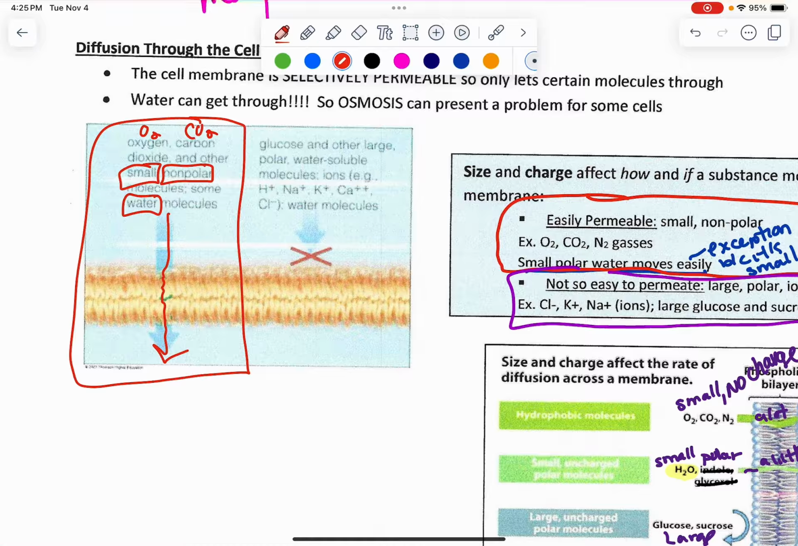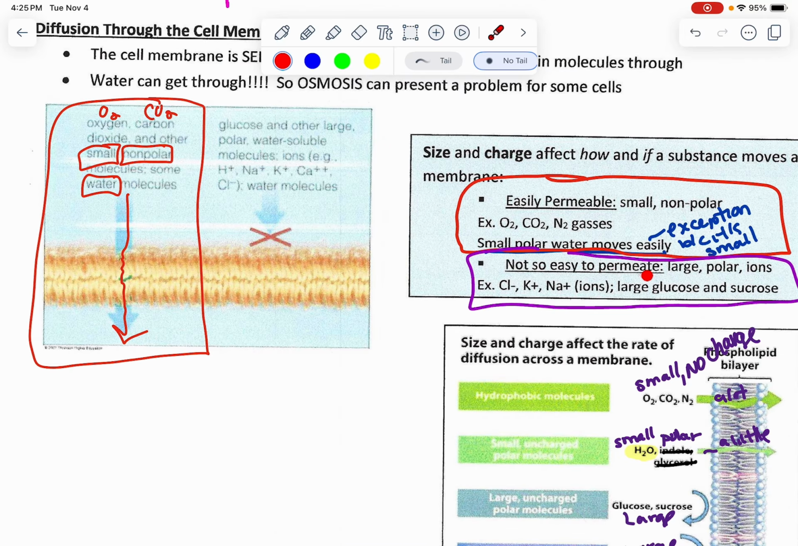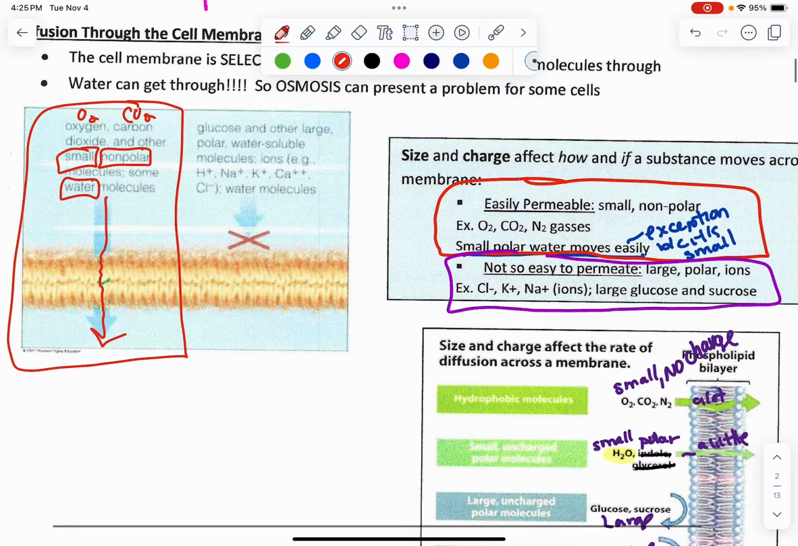There's no selectively permeable choice here. These things can just cross whether the cell wants them to or not, they're going to go high to low. So water and gases can cross whether we want them to or not. Then the things that are not so easy to get across: anything that's large and polar, or an ion with a strong charge, like these examples. And here's an example of large molecules, like organic molecules are large. And so that's what this picture is showing you here.